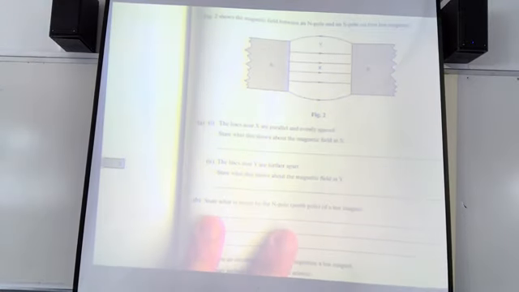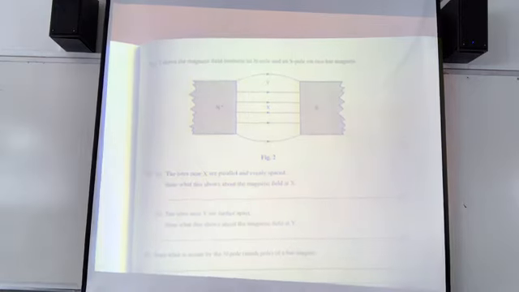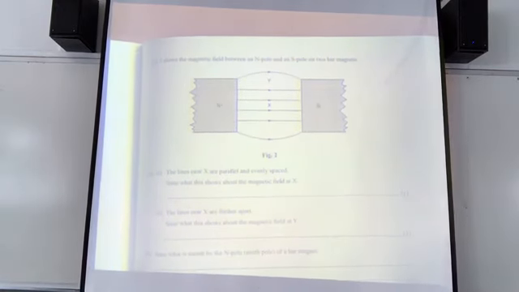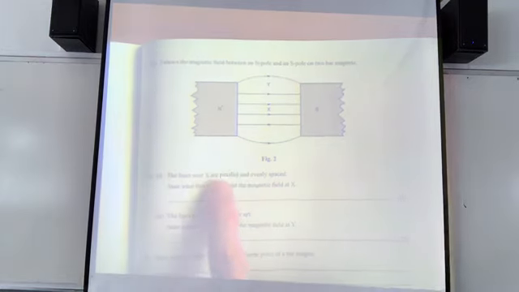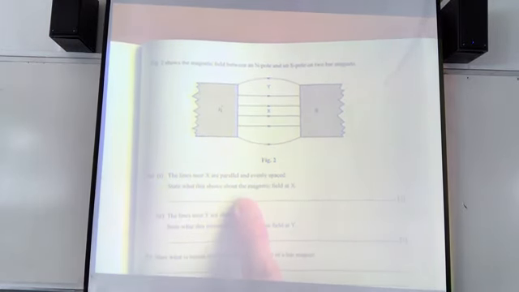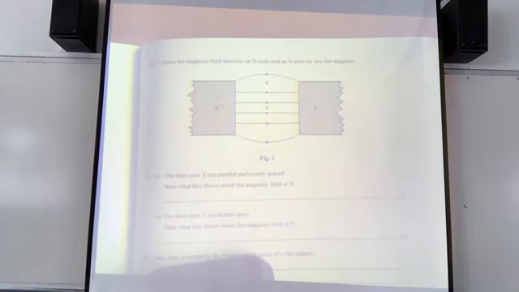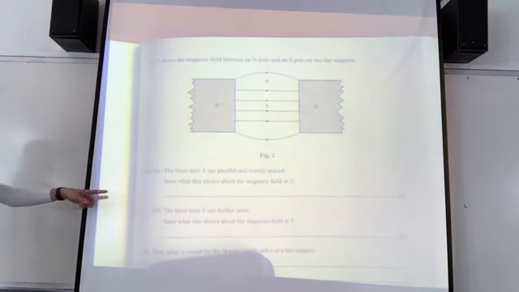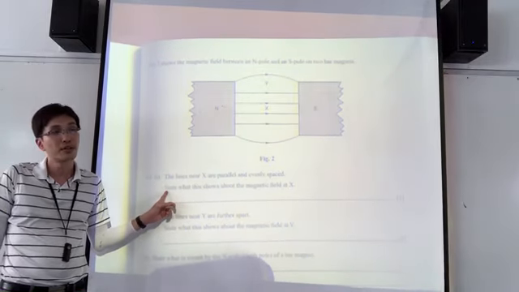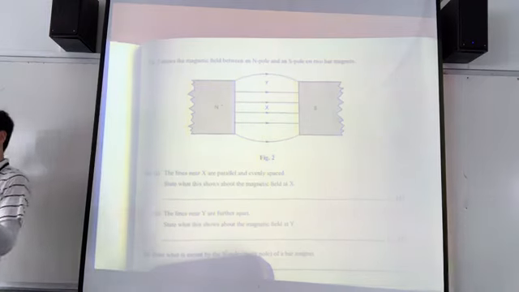Alright, question 2. Any problem or not? The lines near X are parallel and evenly spaced. State what it shows about the magnetic field. Okay, this is a very, very interesting question. I believe if you have never seen the answer, you probably also don't know how to answer this. Now, how many of you will think that the answer is, it shows that the magnetic field is strong.